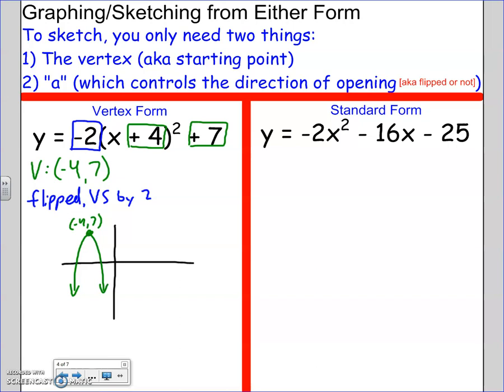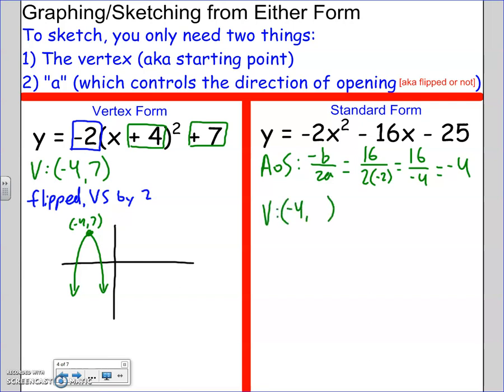Over here, standard form, I need to find the vertex. Well, to find the vertex, we do axis of symmetry. So find the AOS first. We're going to do negative b over 2a. Negative b is positive 16 over 2 times a, which is negative 2. 16 over negative 4 is negative 4. So for our vertex, we know the x part is negative 4. That's our h. We'll find k. To find k, you plug it in. So negative 2 times negative 4 squared minus 16 times negative 4 minus 25.